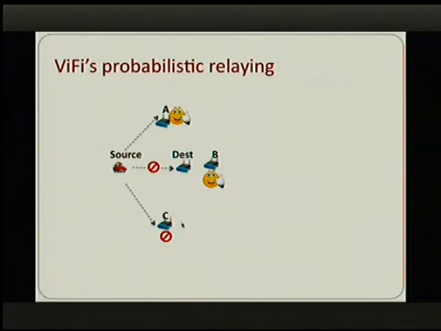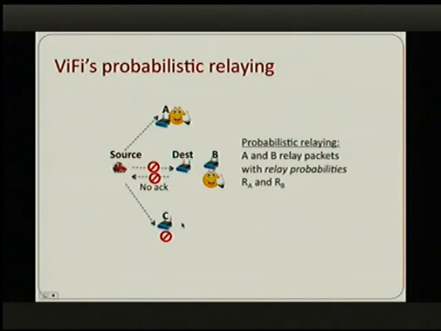Now, clearly the destination is not going to send an ACK back because it did not hear the packet. This is the link layer ACK, by the way. And so then A and B would probabilistically relay this packet to the destination. By probabilistically, I mean A tosses a coin. If the number is less than RA, it would send the packet, otherwise it will not. So clearly you can see that there is no coordination involved. They just toss a coin and make a decision.